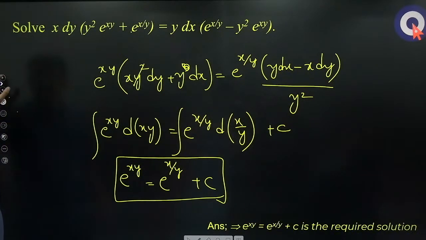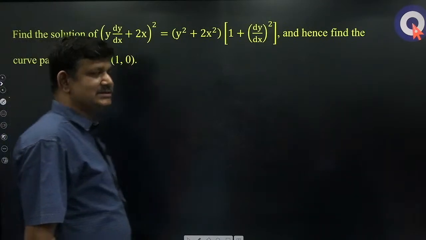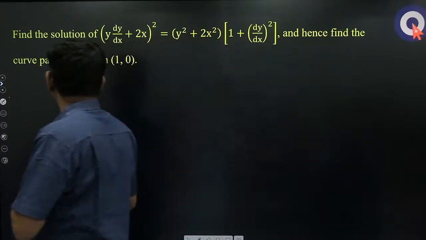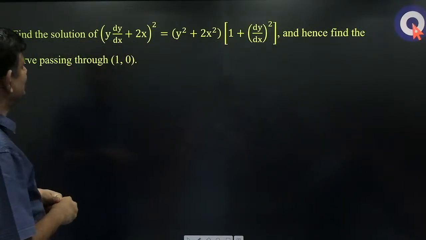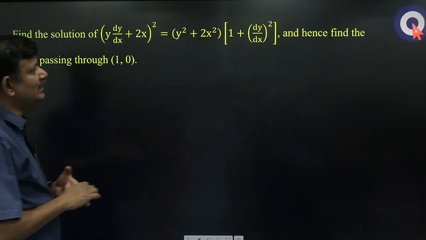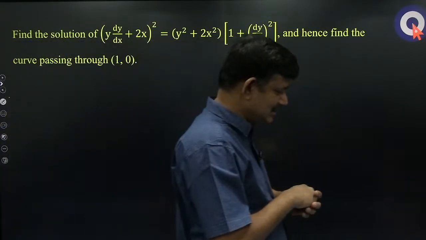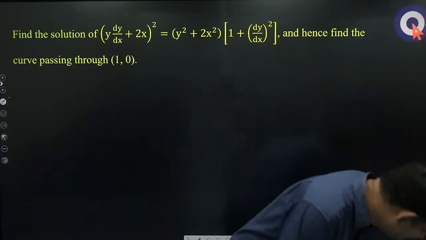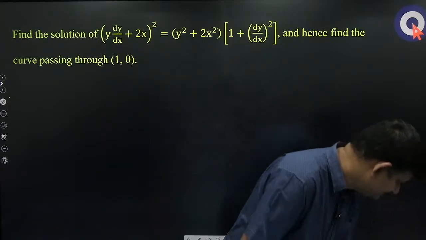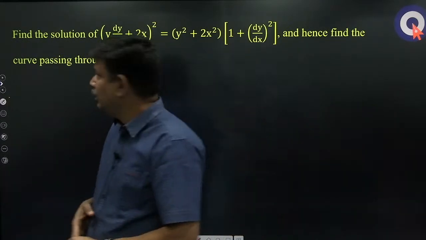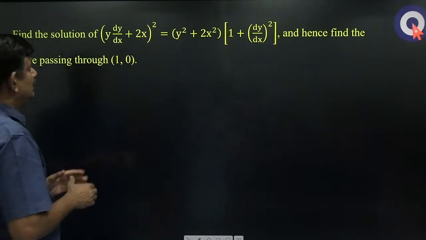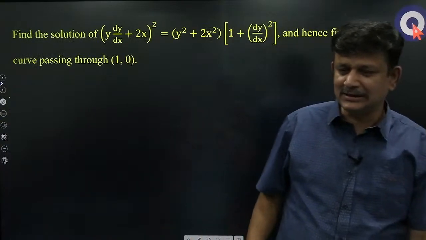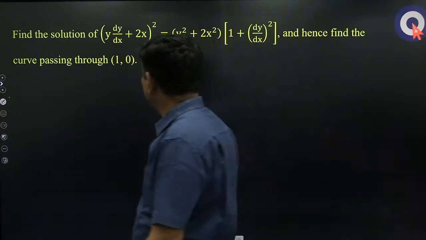So another 10 minutes, we will have one more last important concept and then we will do away with this. So here in this question, actually this is not looking like a first order first degree equation. This is first order, but degree is 2.